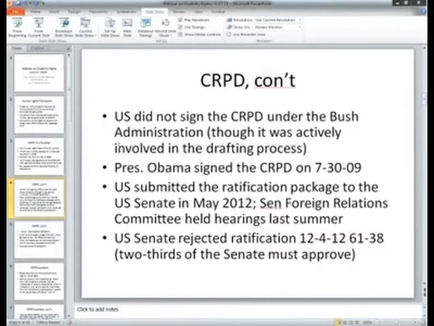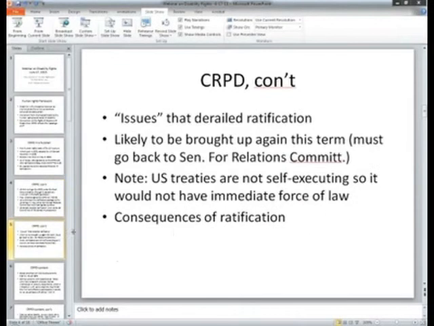You may remember that Bob Dole actually came onto the Senate floor to express his support for the convention. He's been a longtime supporter of the rights of people with disabilities. Even though a number of senators went over to pay their respects, that did not cause them to vote for the treaty.